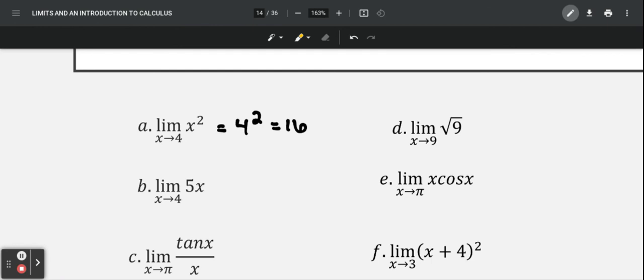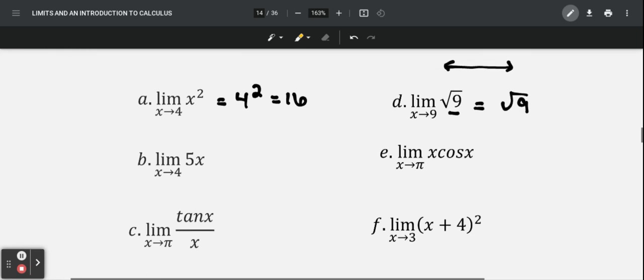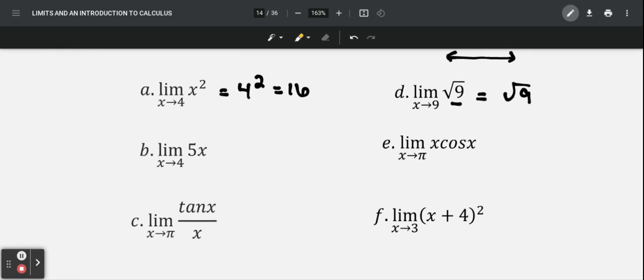The limit as x approaches 9 of the square root of 9. So you have to think, what would the graph of the square root of 9 look like? That's just a horizontal line, which means the limit at any approach on that horizontal line will just be whatever that constant is. This is B, sorry. For 5x, when x approaches 4, we just do 5 times 4. And you get 20.